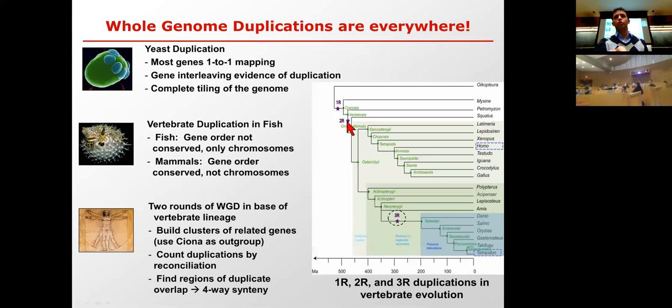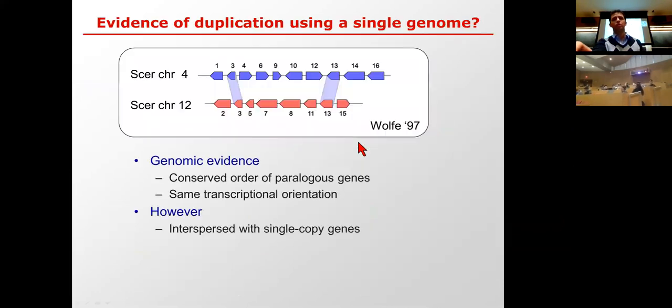And then these can be traced as two separate events, with some species showing only one of the two rounds of whole genome duplication.